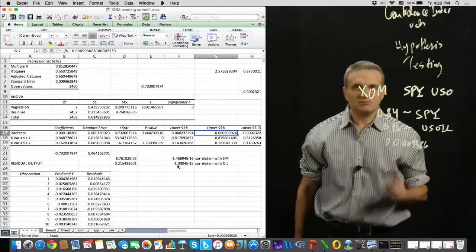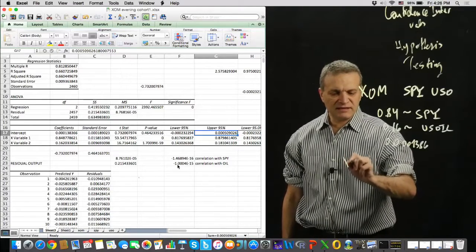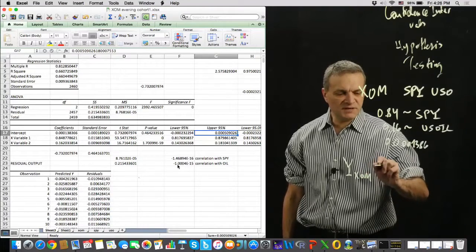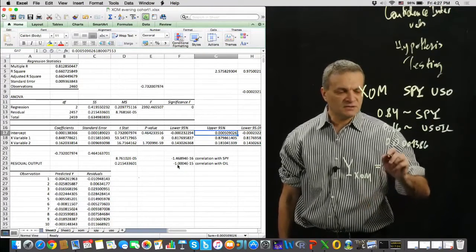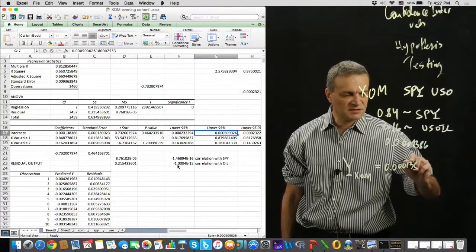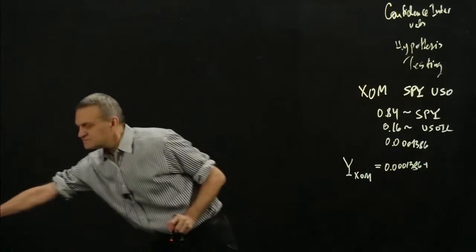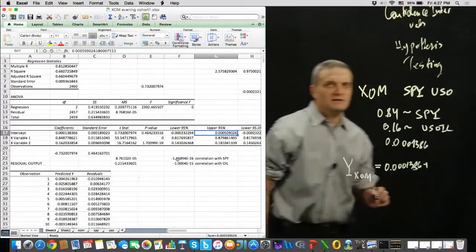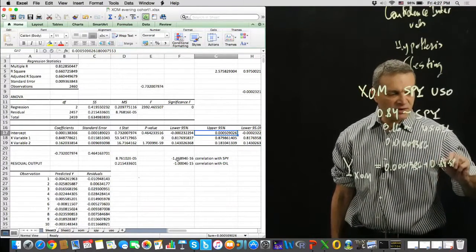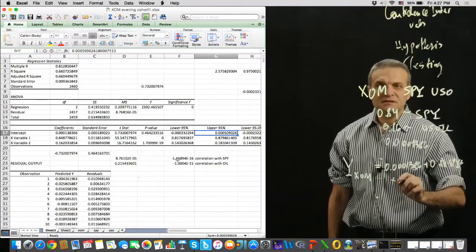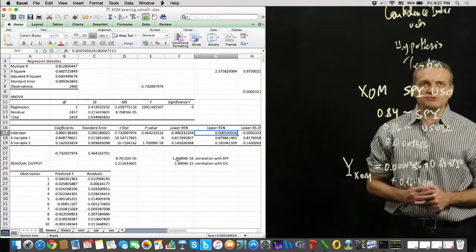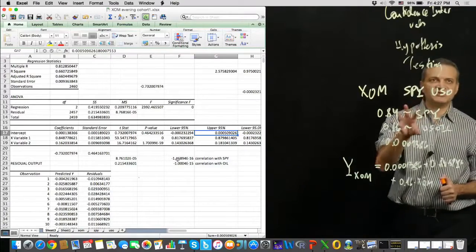And we said in class that Y, which is ExxonMobil, is going to be basically the intercept, 0.0001386, plus 0.84 times SPY plus 0.16 times oil. Okay. Now what we want to do is look at the coefficients.